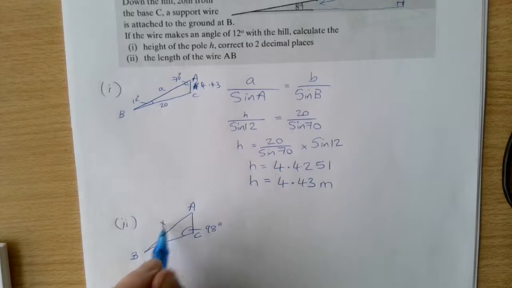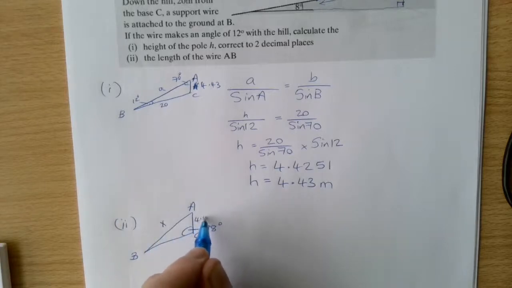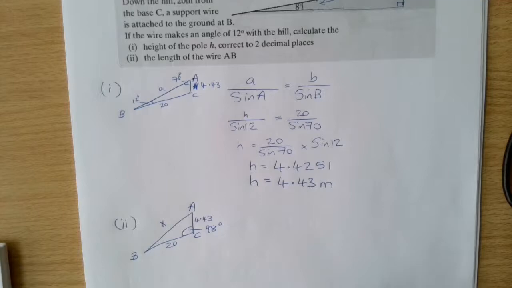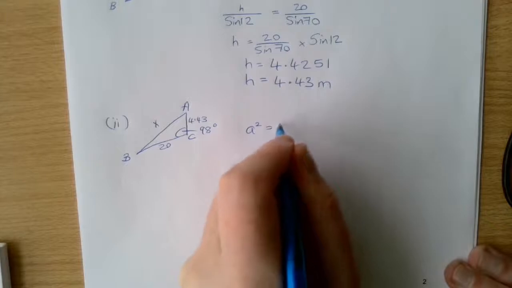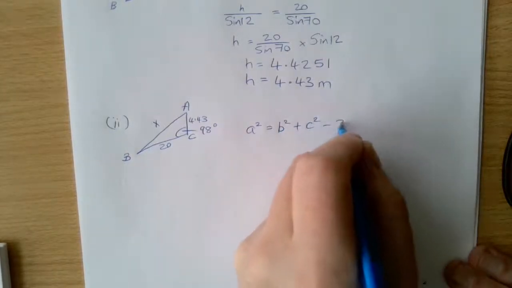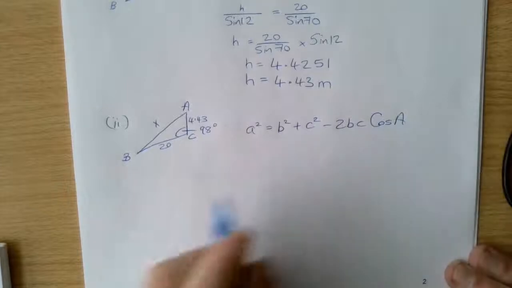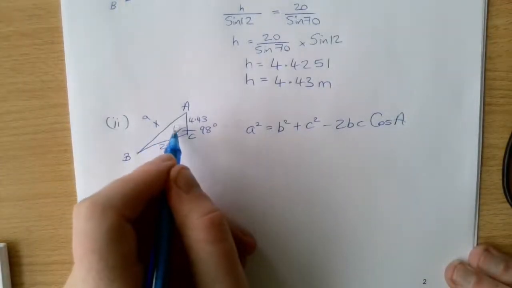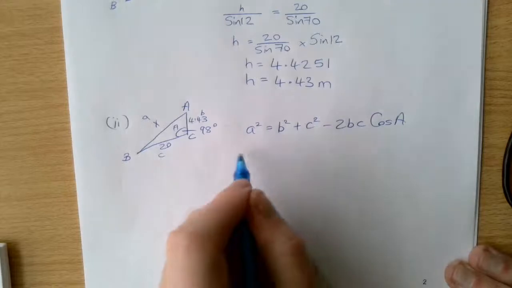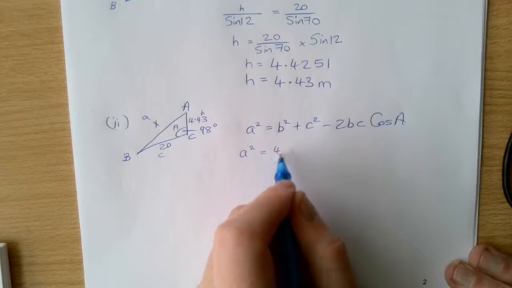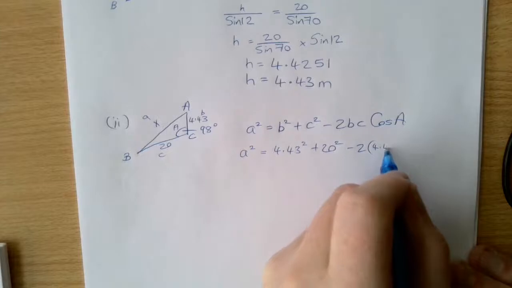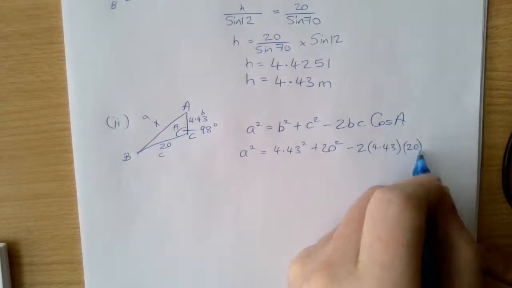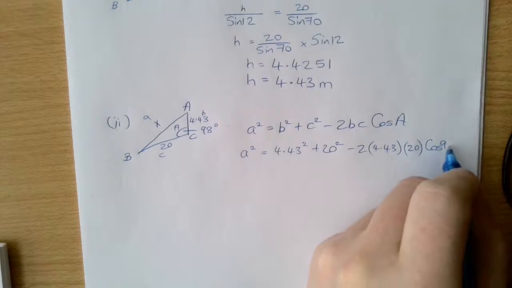We'll call it just x. We know the height, which is 4.43, and we know this distance here, which is 20. So we're going to use the cosine rule. We're going to write the formula down first. a squared equals b squared plus c squared minus 2bc cos A, and we're going to fill in our values. So this is small a, this is capital A, and then b and c don't matter. So it's going to be a squared is equal to 4.43 squared plus 20 squared minus 2bc cos of A.